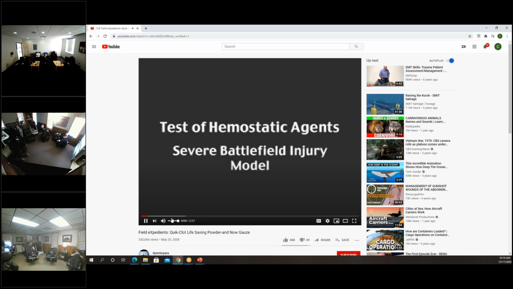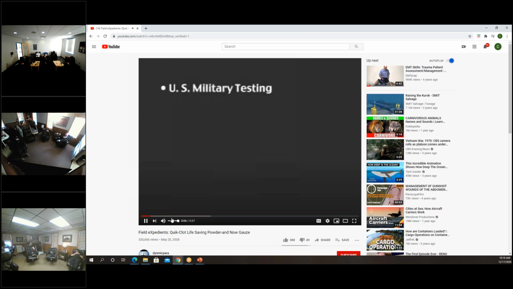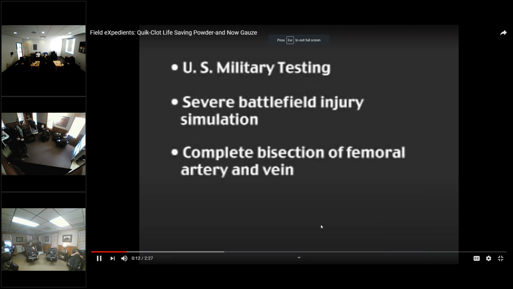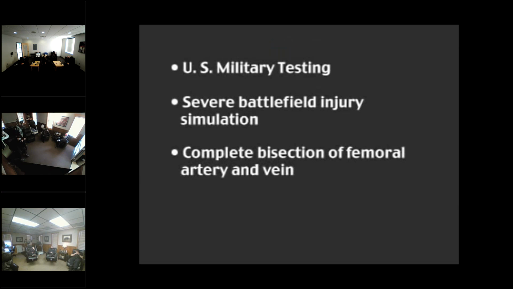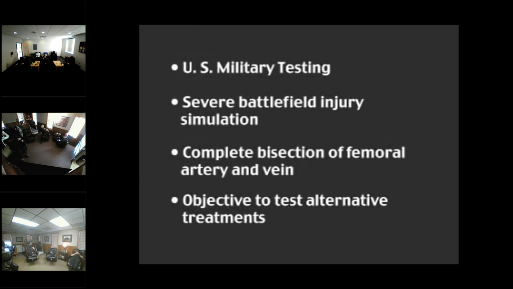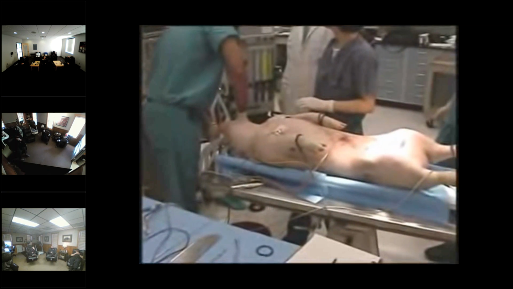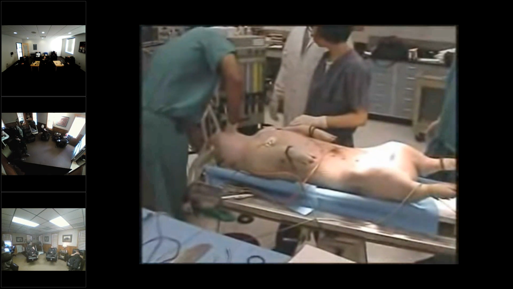What you're about to see is an excerpt of testing performed by the United States military to simulate the most severe battlefield injury imaginable, the complete bisection of the femoral artery and vein. The objective was to identify the field treatment that provides soldiers the best chance for survival. The following procedure was performed to test and compare the efficacy of currently available battlefield-appropriate hemostatic agents.